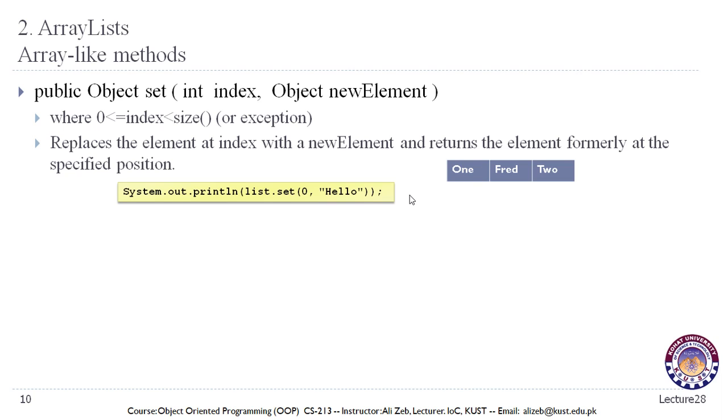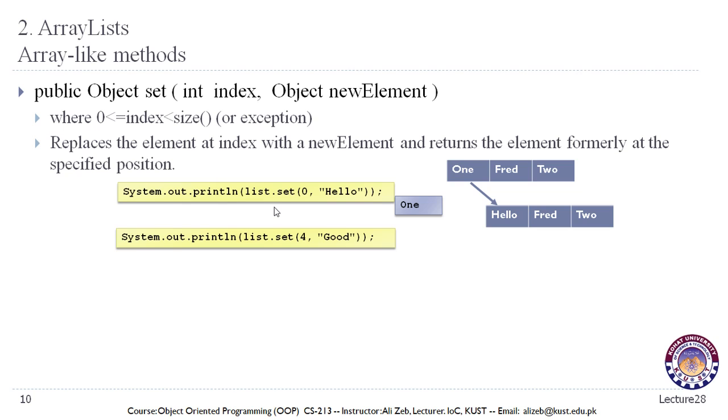So we have the array list with these three elements. What we are doing over here is that we want to replace our first element 1 with hello. So we have passed the index position of that element, and we have passed the new element that we want to place over there. So the element at position 0 will be replaced with the new element, and the 1 will be printed over here.